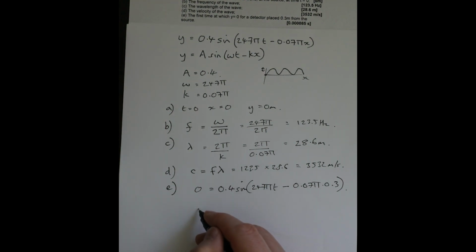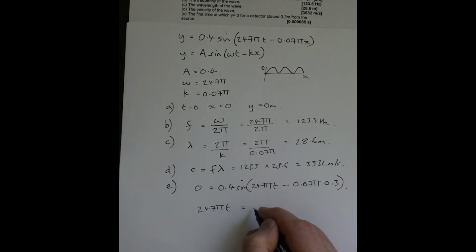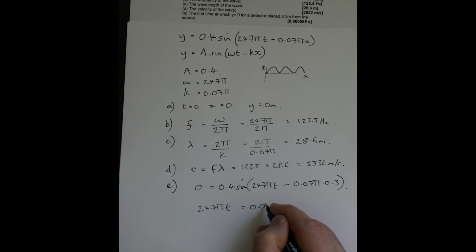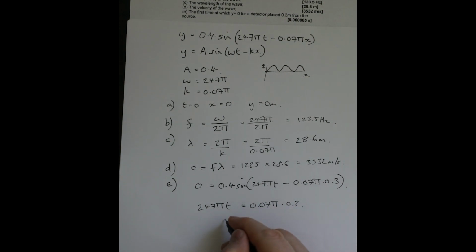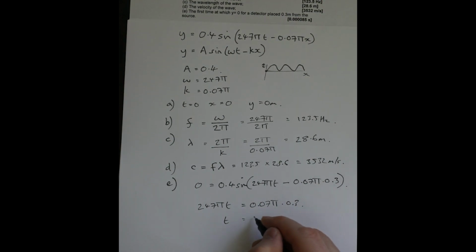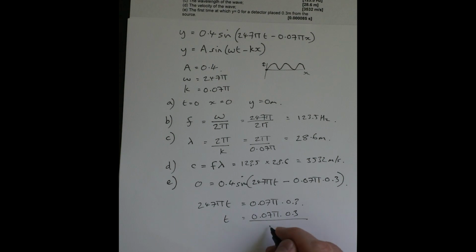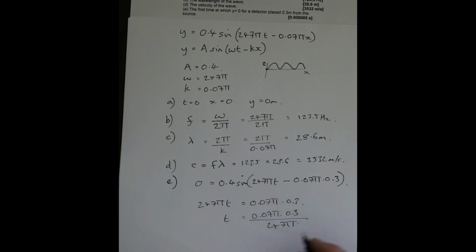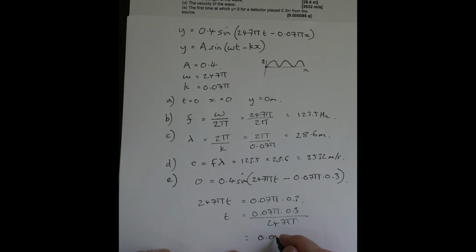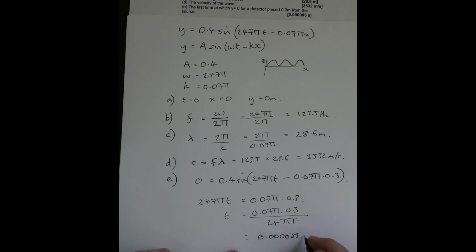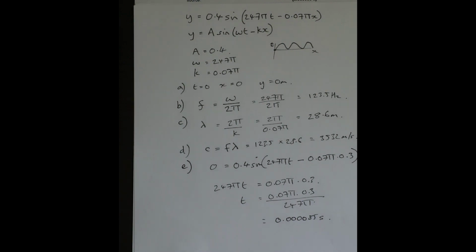So effectively 247 pi times t is equal to 0.07 pi times 0.3. Okay, so t is equal to 0.07 pi times 0.3 divided by 247 pi. And if you calculate that, then you get a value of 0.00085 seconds. Okay, so that's how we can do that.